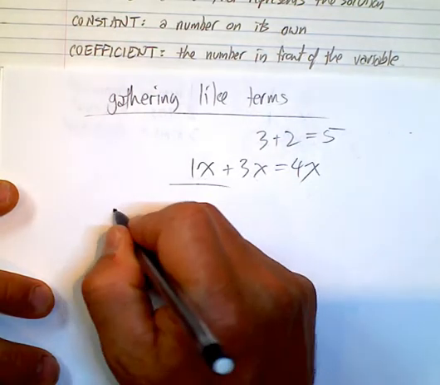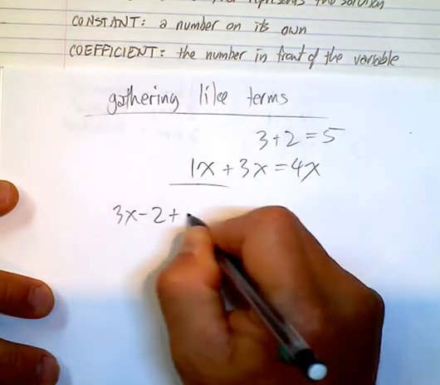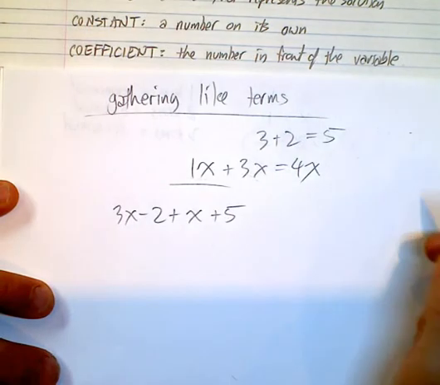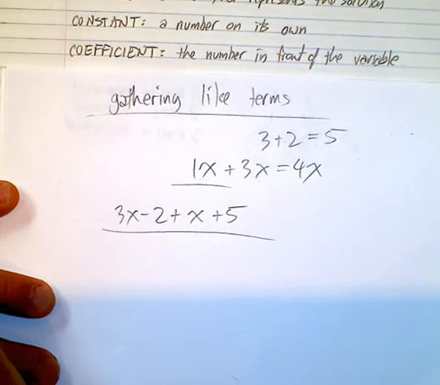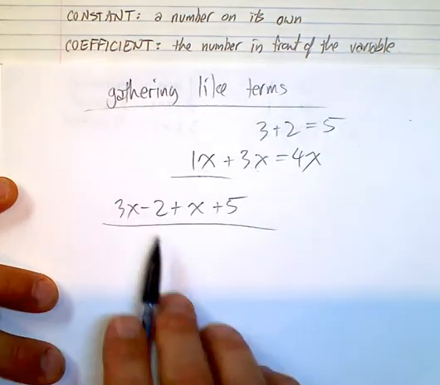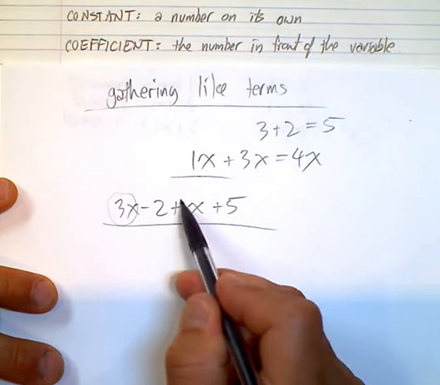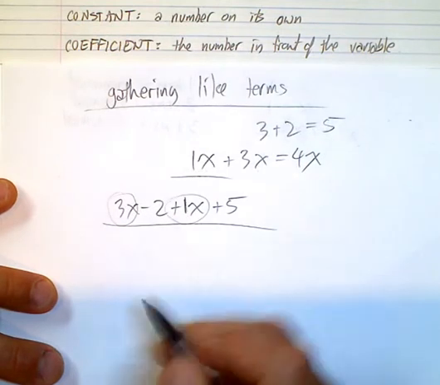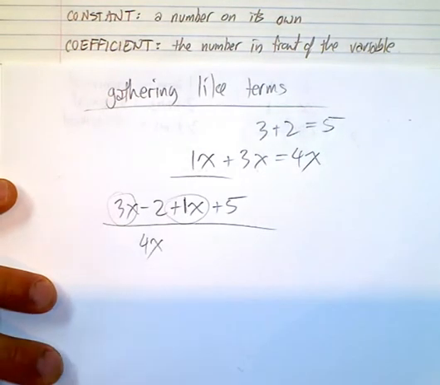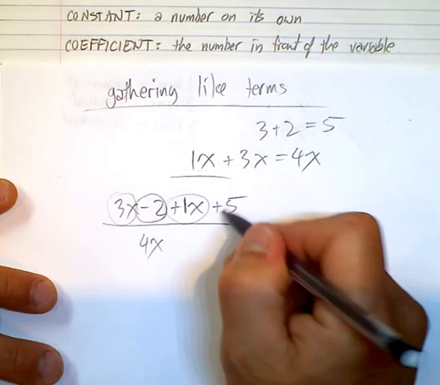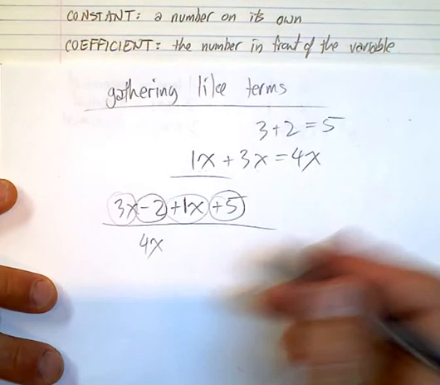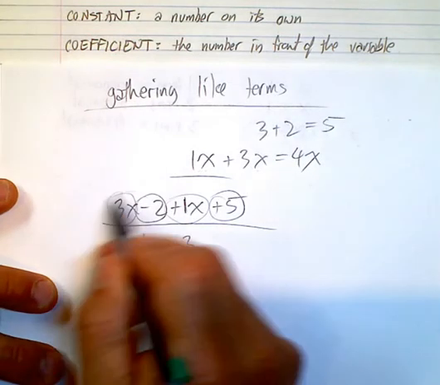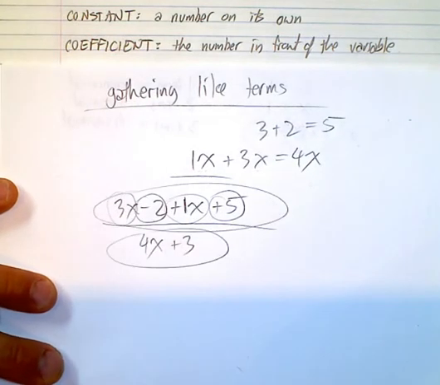So if I have 3x minus 2 plus x plus 5, we've got an expression here, a mathematical expression. Can you simplify this into something that's a little more palatable? What we can do is group them together. We've got a 3x and a plus 1x here. That gives me 4 x's. Here you have a minus 2, and then you're adding 5. Hopefully you're okay with your integers. Minus 2 plus 5 is plus 3. This entire thing simplifies to 4x plus 3.